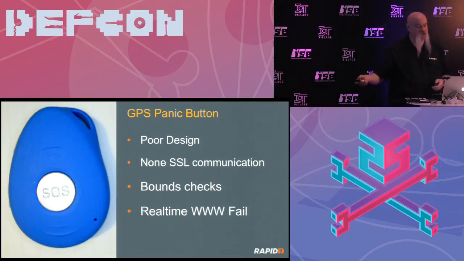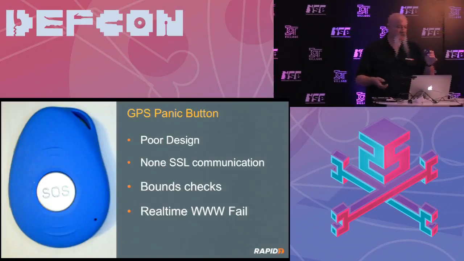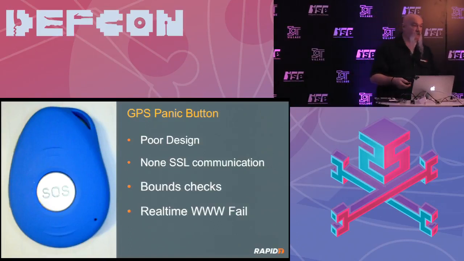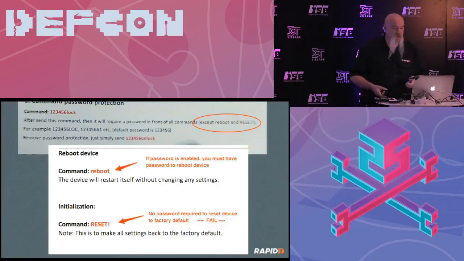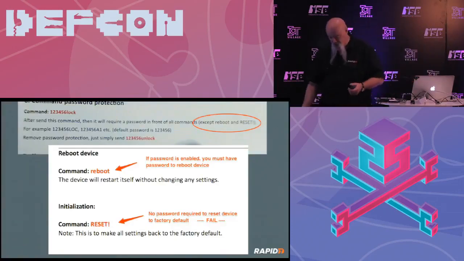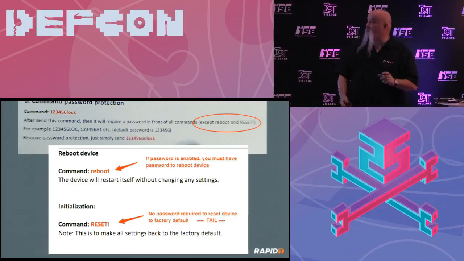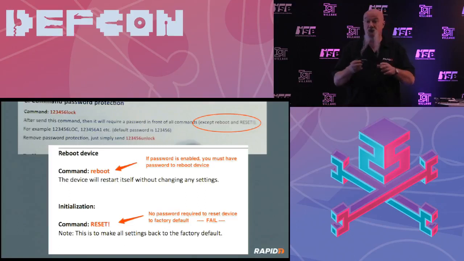I mean, we found a number of issues. Literally just a poor design, non-SSL communication, some bounds check problems within the functionality, and some real-time web server failures. So let's look at this. Let's start with the first total failure of the product. I didn't even have to open it up. I just opened up the manual. We found out the way this device works, it's configured and controlled via SMS messages. So you can set a password on this device, a pass-pin number, that would add some level of security against someone being able to get your GPS coordinates and mess with the device.